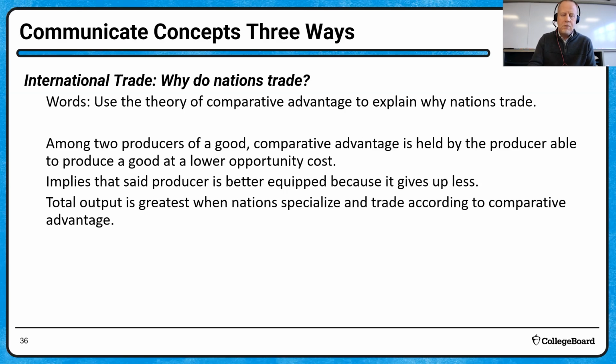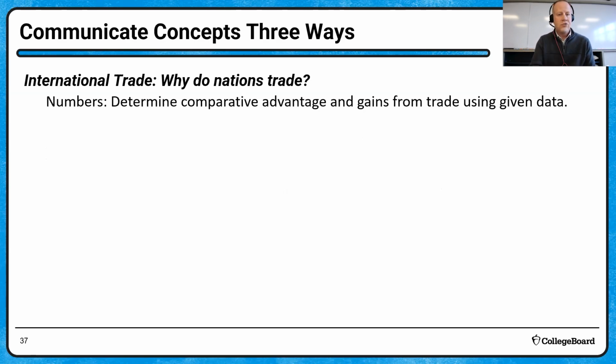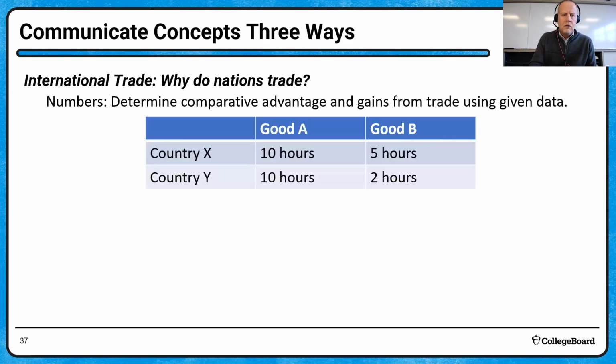In some ways, it might be easier to express that just using the numbers. So knowing what we know about comparative advantage, we want to determine comparative advantage and gains from trade from a given set of data. Now, I'm not going to go into as much detail as I'm sure your teacher did back in Unit 1 when you first learned this, but I want to go back through it somewhat quickly. Let's say we have a set of data. Here we have 2 countries, generic, country X and country Y, generic goods, good A and good B.